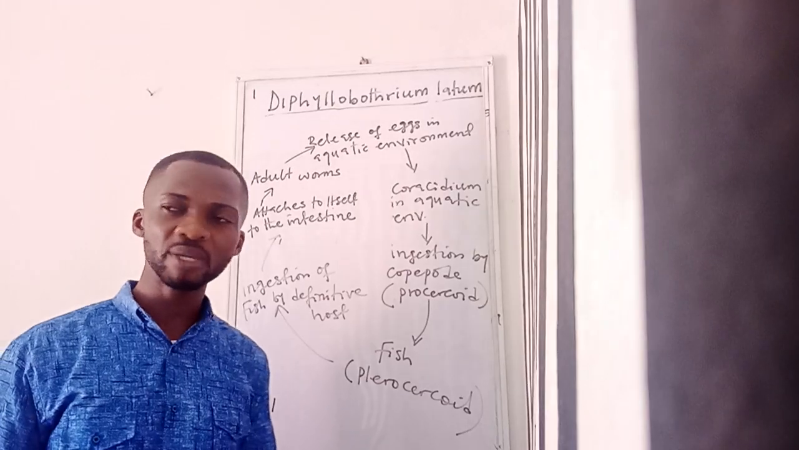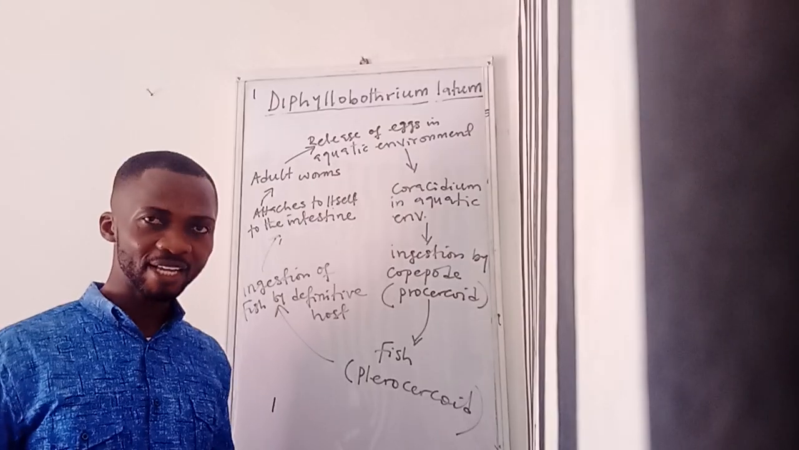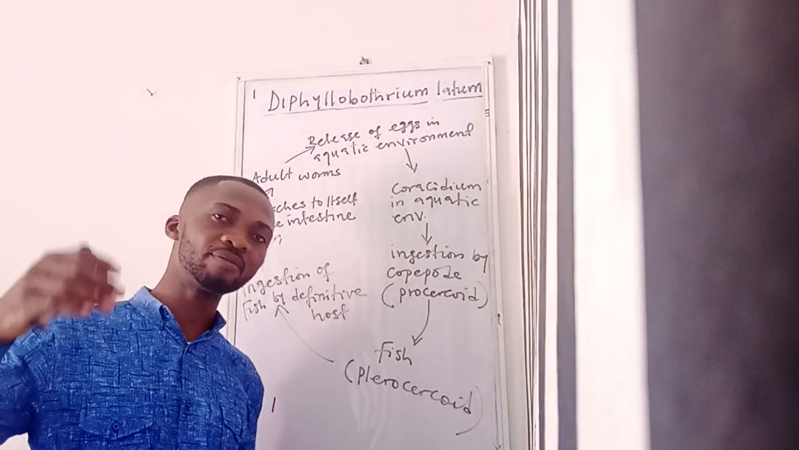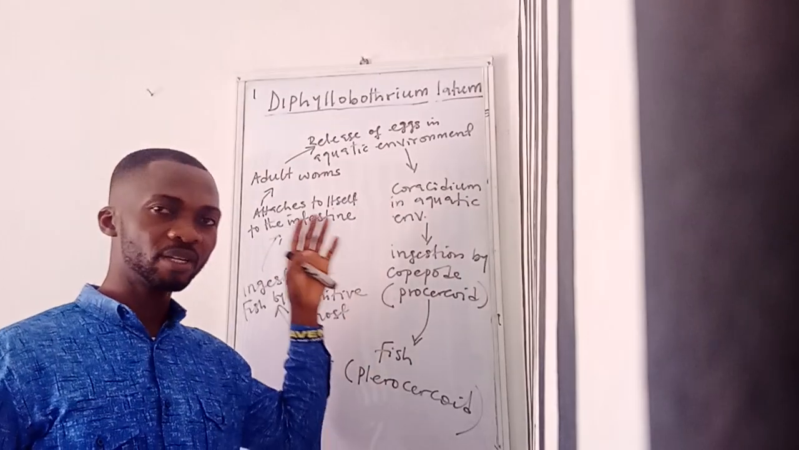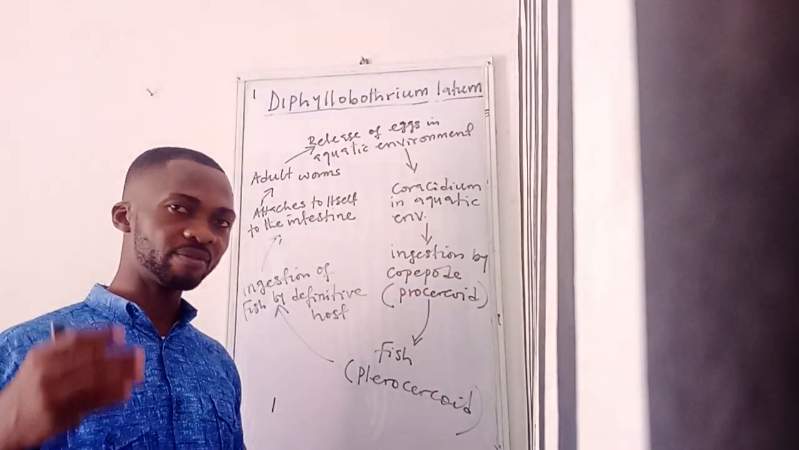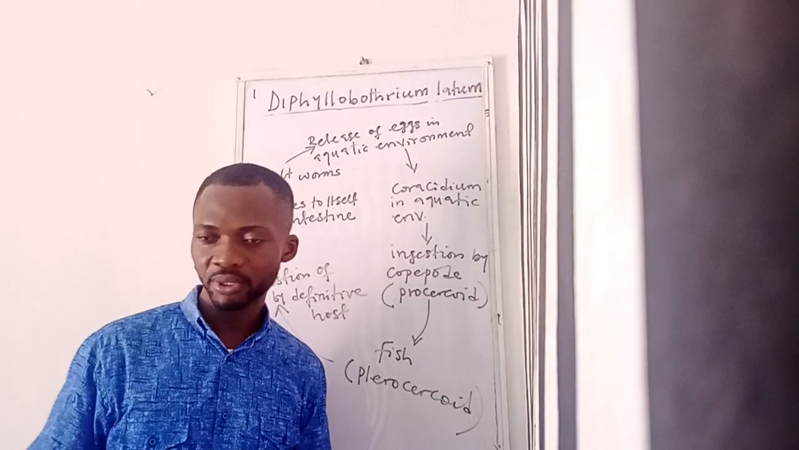And of course, when they mature into adults, they begin to lay eggs, which pass out through the feces to the external environment, and the cycle continues. And like I said, if the definitive host does not defecate in an aquatic environment, then the life cycle of this parasite will be truncated. But if it defecates in an aquatic environment, then of course the life cycle is repeated.